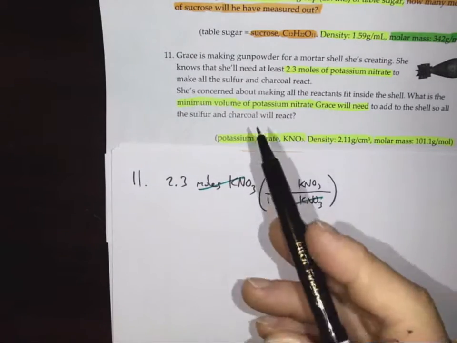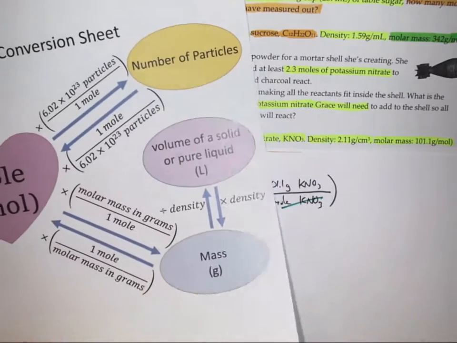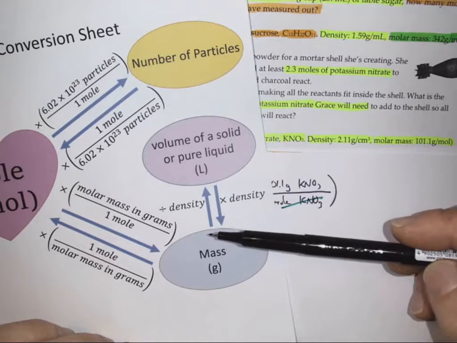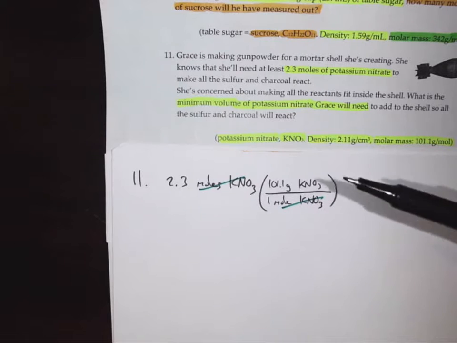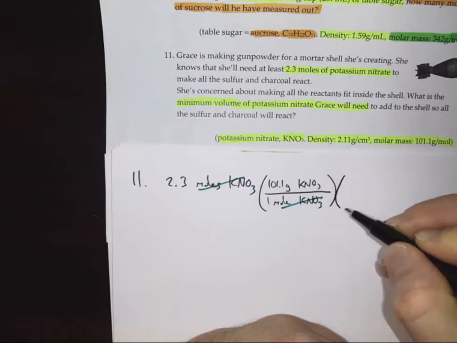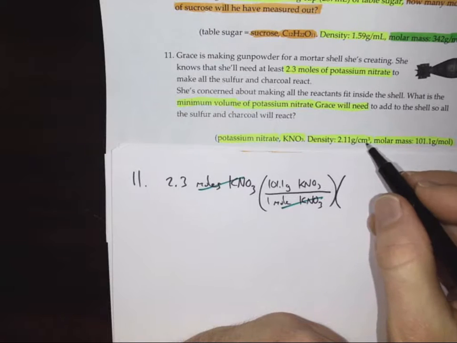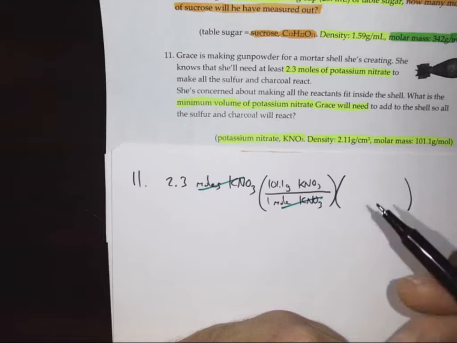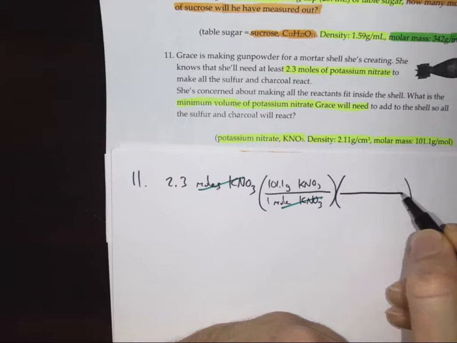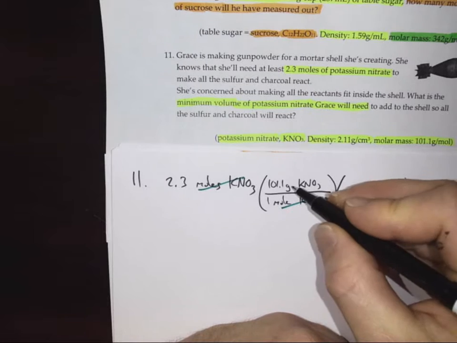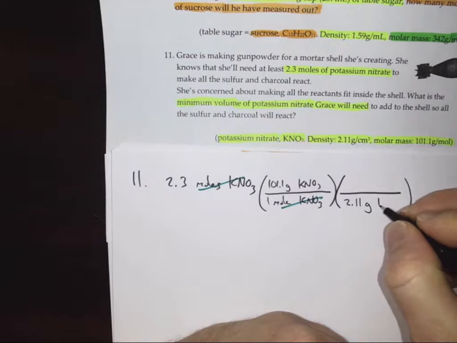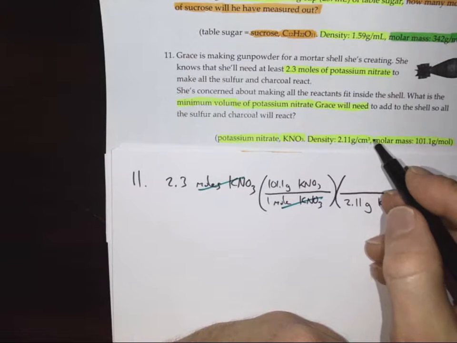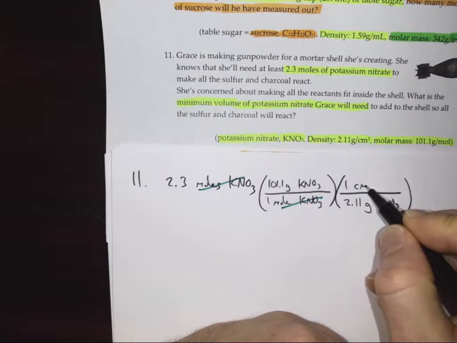But that's not quite what we were looking for. We were concerned about the volume fitting into a shell here. So the last thing we need to do is find out the volume. And so this arrow here suggests we're going to divide by the density. So let me just clarify what I mean by that. Every density value has slightly different units: grams per cubic centimeter, grams per milliliter, kilograms per liter. And so when we say we're dividing by density, what we mean is that in this case the gram term is going to go on the bottom, 2.11 grams of potassium nitrate. And on the top is going to be the volume quantity, so 1 centimeter cubed.